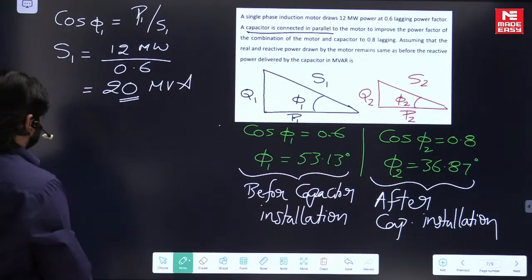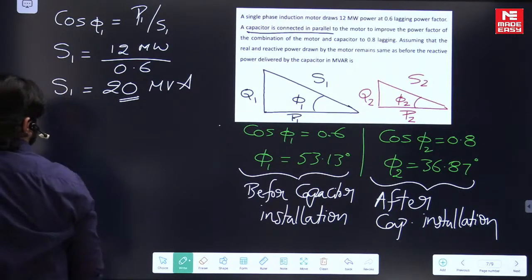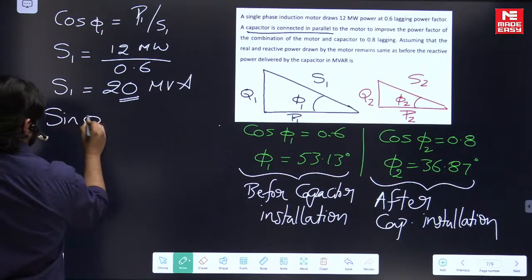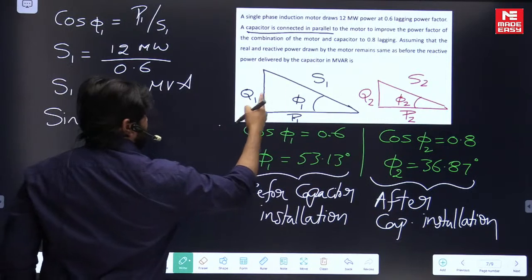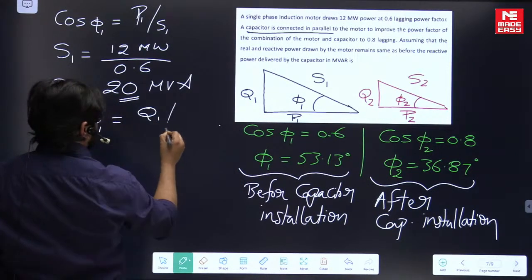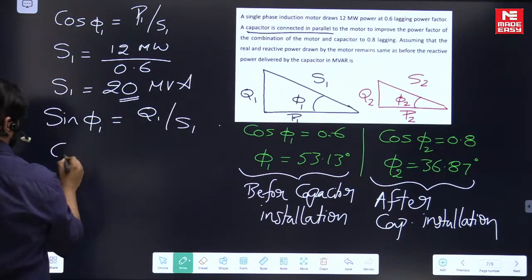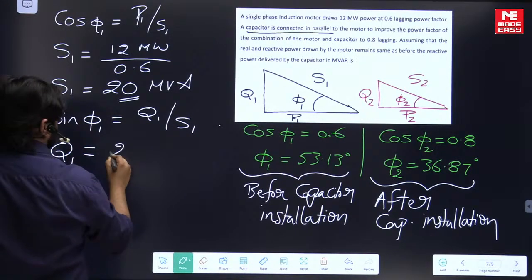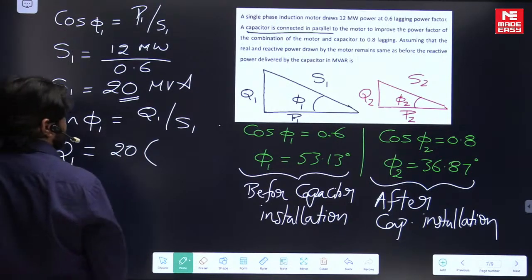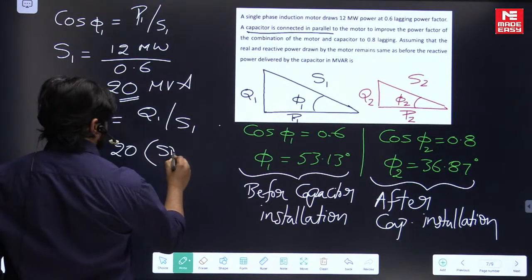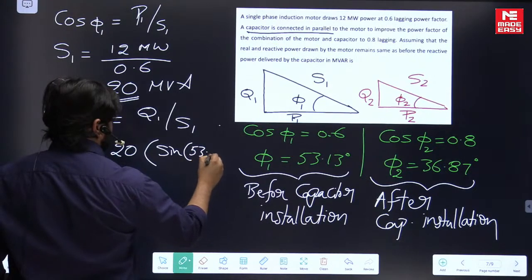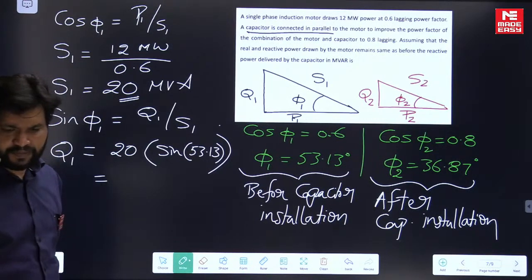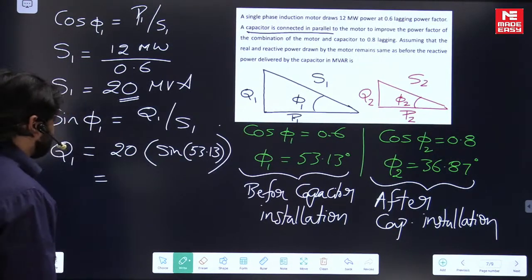This is the first S1. Next, you know sin Phi 1 is Q by S1. So Q1 is S1 sin phi 1, that is 20 into 0.8, that is 16 MVAR.